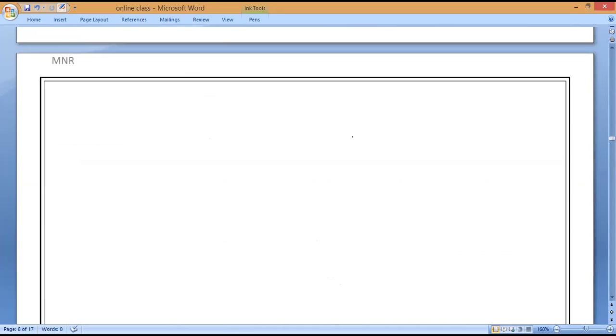Now, the third factor is called latitude. What is it called? Latitude. Okay, write it. Latitudes.